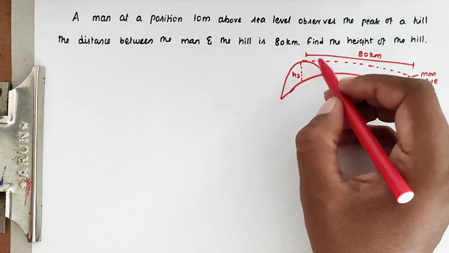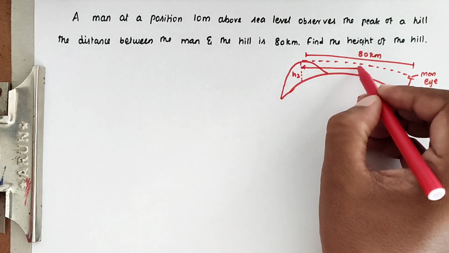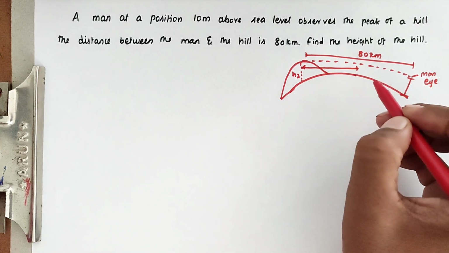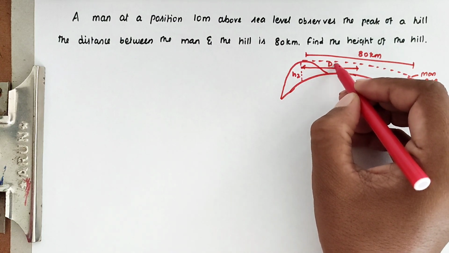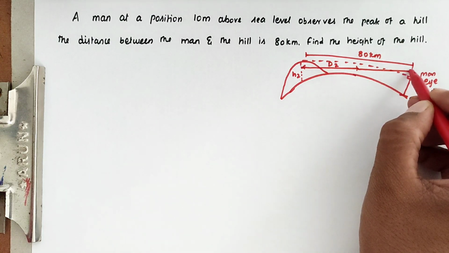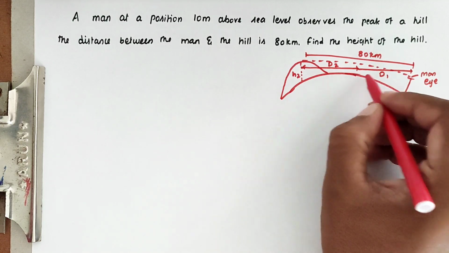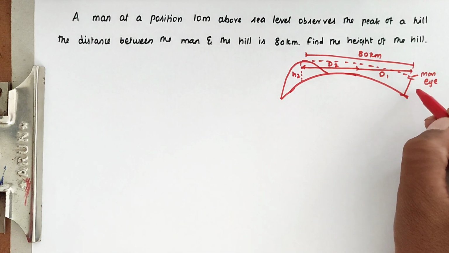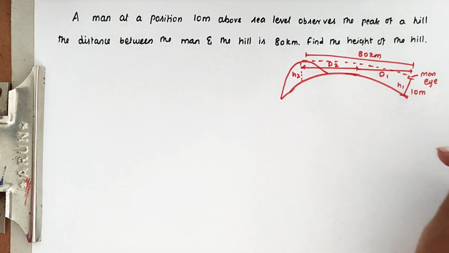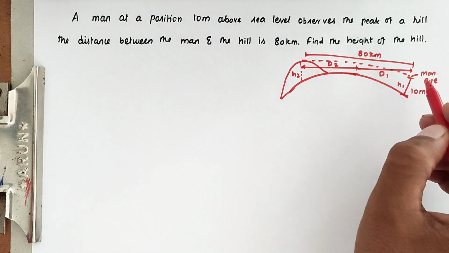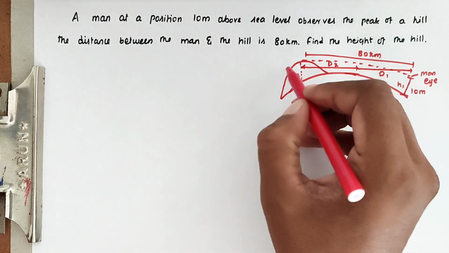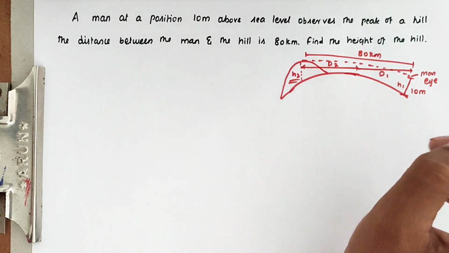Now we can take distance 1 and distance 2. Here is the peak of the line of sight. This is D2, and here is D1. The height of the man is 10 meters, so that is H1. This is the problem. We have to find the peak of the hill, that is H2, which is the main question.